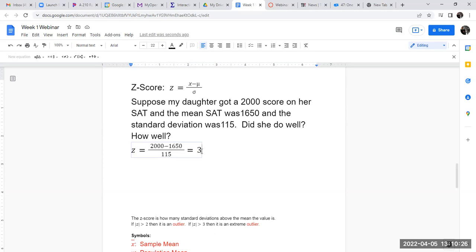Did she do well? Did she do very well, or just kind of a little above average? What do you think? She's an extreme outlier. What university do you think she might have gone to?